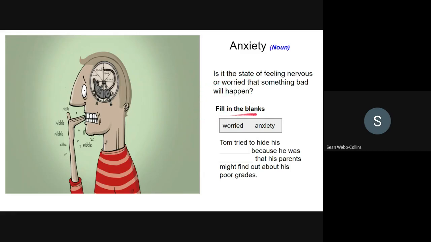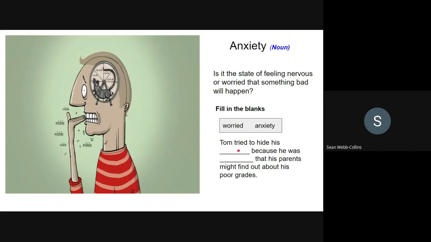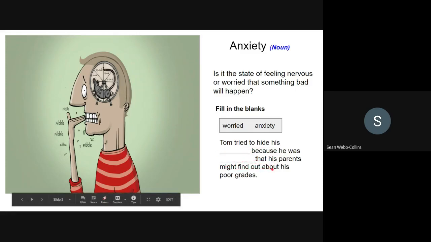Let's try to fill in the blanks. Tom tried to hide his anxiety because he was worried that his parents might find out about his poor grades.